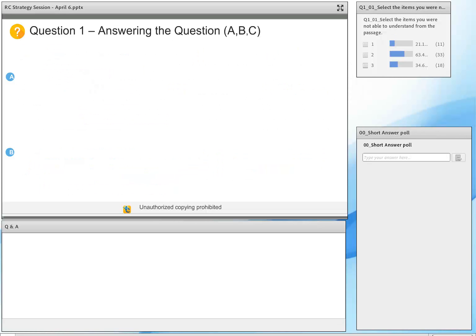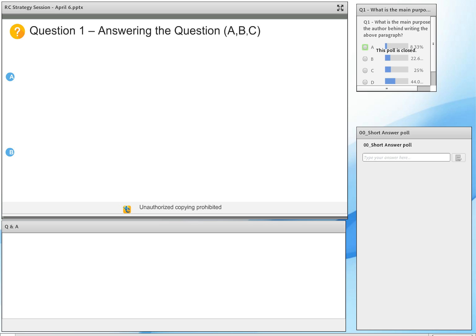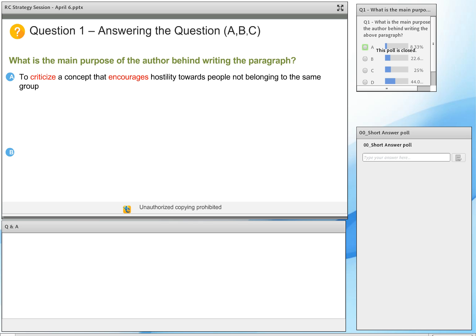All right, so now let's come to the question itself. So I'll bring back the question poll here. Choice A. Now this is a main point question. So what we need to find out is, given this passage, what do you think the author wanted to accomplish? What was the goal of the author? What was the purpose of the author behind writing this particular passage here? So the first one is to criticize a concept that encourages hostility towards people not belonging to the same group. Now, this is an interesting choice.